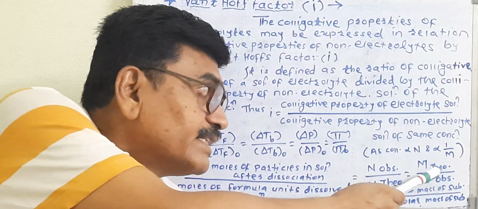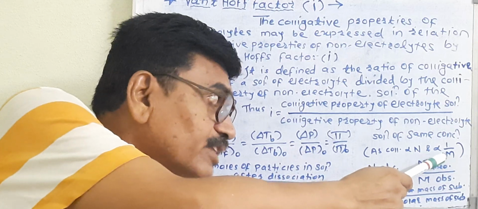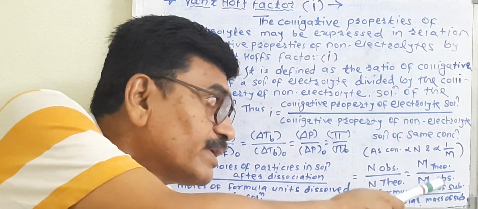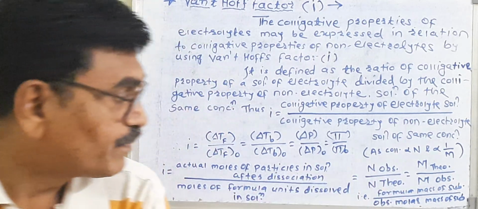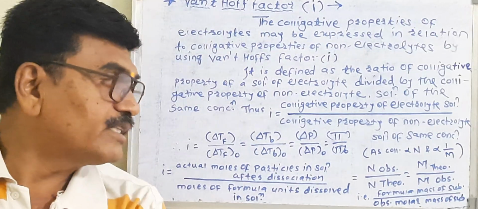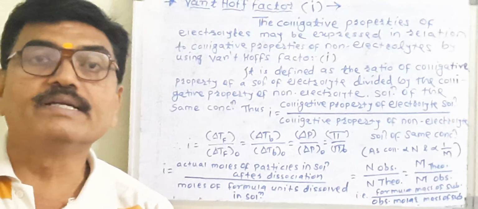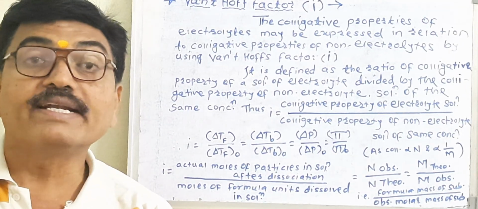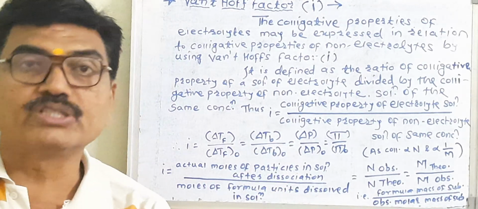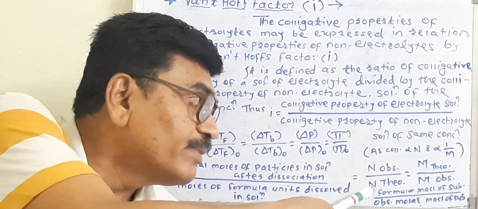And in this case, that is the m theoretical upon m observed, that is the formula mass of the substance, the theoretical mass, and the observed molar mass after the experiment. So in this way, m theoretical upon m observed. Now one should know that Vant Hoff's factor is applicable for solutions of infinite dilution. In case of infinite dilution or at zero concentration, we know that all the electrolyte completely dissociates, and due to the complete dissociation of the electrolyte, this is applicable or valid.